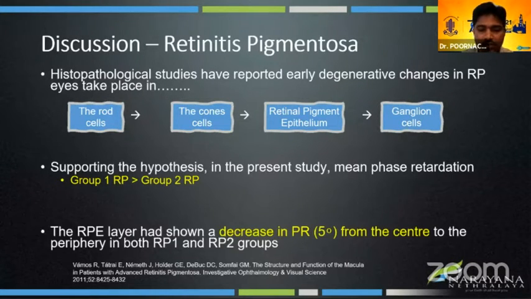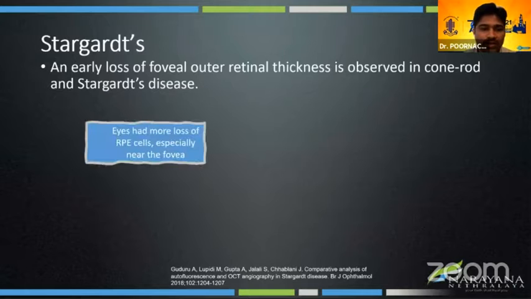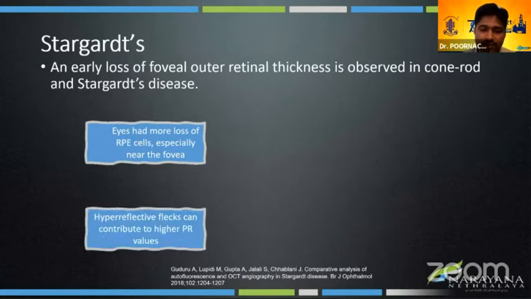And the RP layer had shown a decreased phase retardation starting from the center to the periphery. That's how the RP degenerates. It can be a near surrogate to a histopathological study. Similarly, in Stargardt's, we all know outer retinal thickness gets reduced in both cone-rod dystrophy and Stargardt's disease. In our study, eyes had more loss of RPE cells, especially near the fovea, which is known.